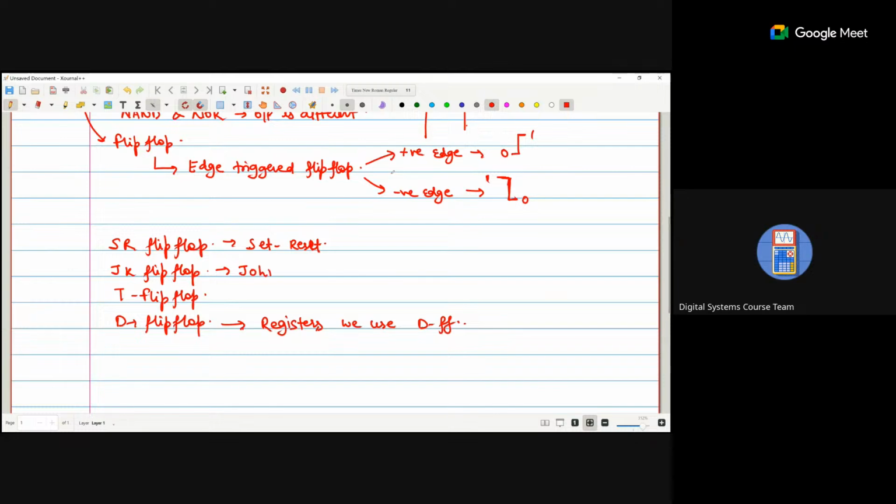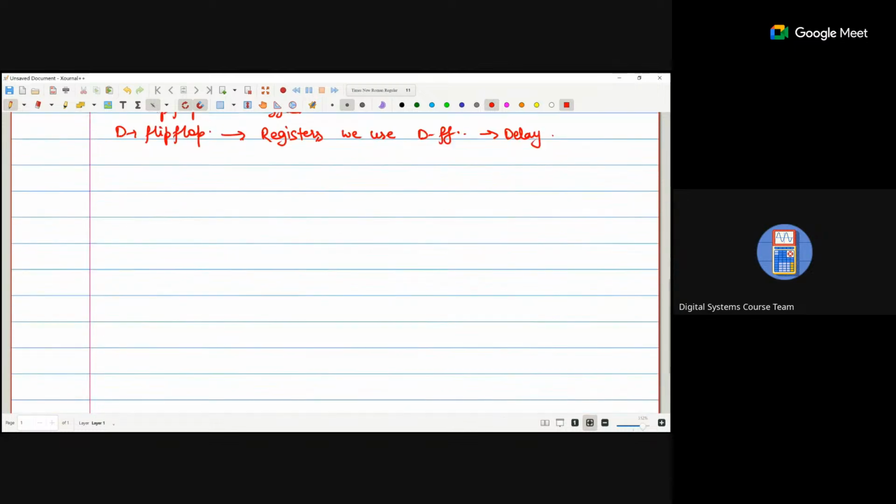JK is named after Johnson, one of the best scientists. The third one is toggle, and D is delay. With respect to this, we can draw three types of table: one is the truth table, the characteristics table, and the excitation table.